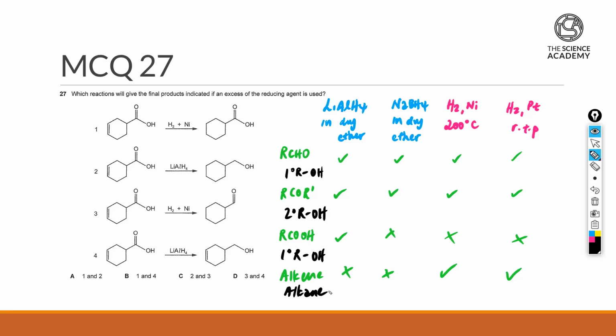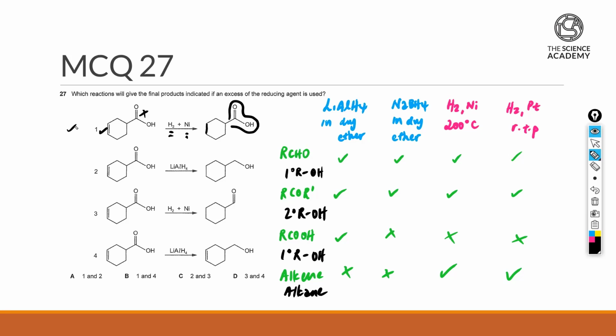So for the context of this question over here, you can also see that for the first option of hydrogen and nickel, it should be targeting the alkene but not the carboxylic acid. So there is an alkane generated, but the carboxylic acid is actually maintained over here. So number 1 is correct.